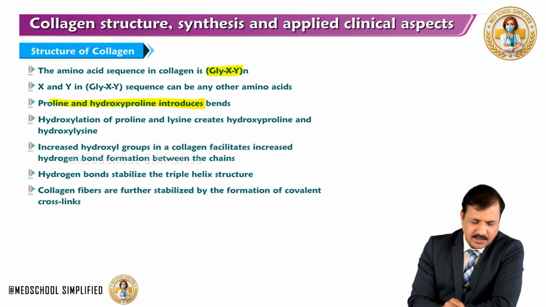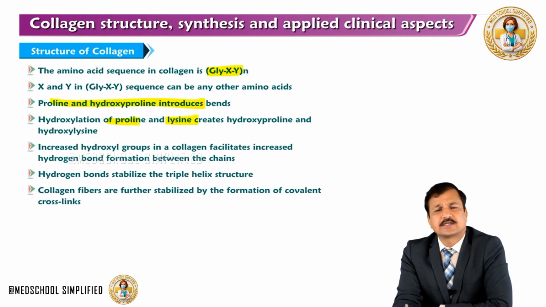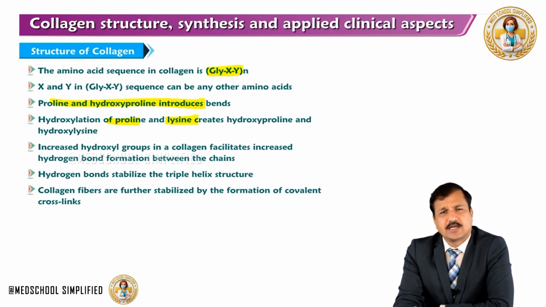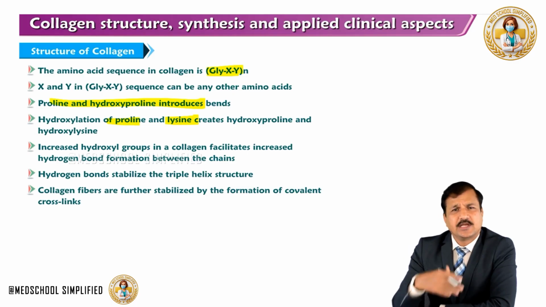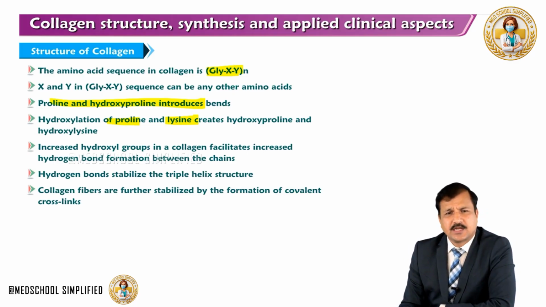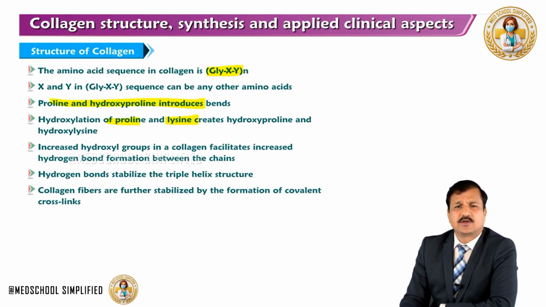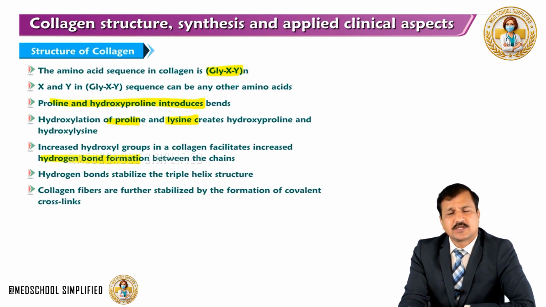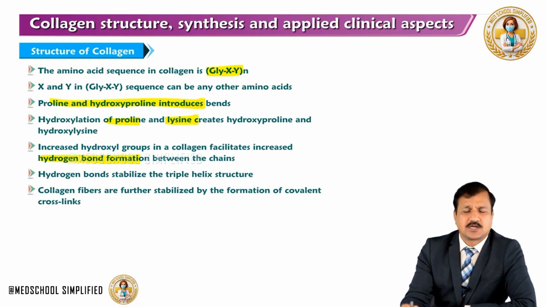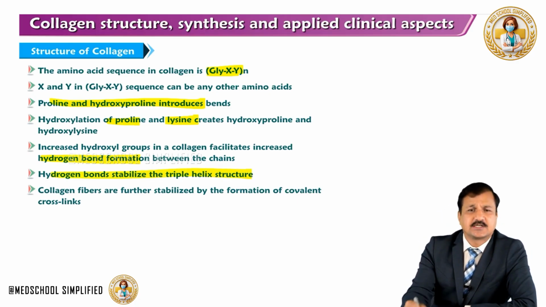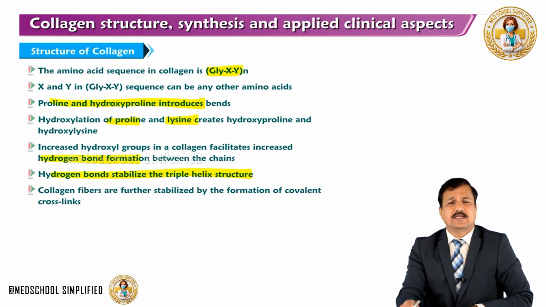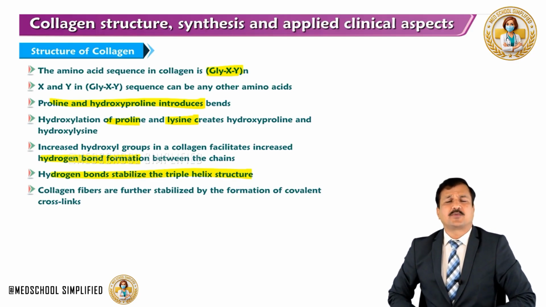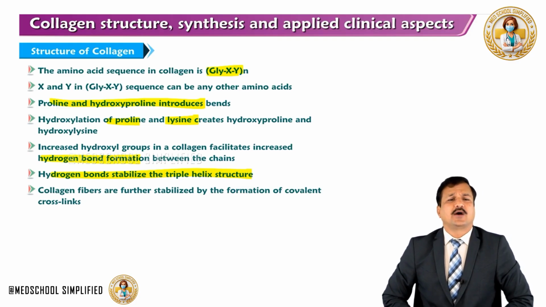Hydroxylation of proline and hydroxylation of lysine creates additional hydroxyl-containing amino acids in an alpha chain, and they are hydroxyproline and hydroxylysine. So an increase in the hydroxyl group containing amino acids in a collagen molecule facilitates increased hydrogen bond formation between the alpha chains, and the hydrogen bonds are the ones that will stabilize the triple helical structure or triple helix structure. Remember that. That's an important point that you need to be aware of.